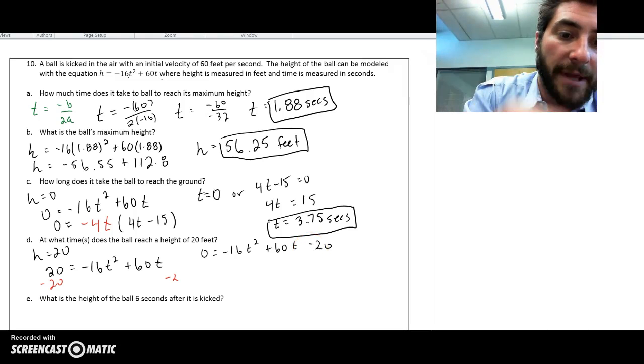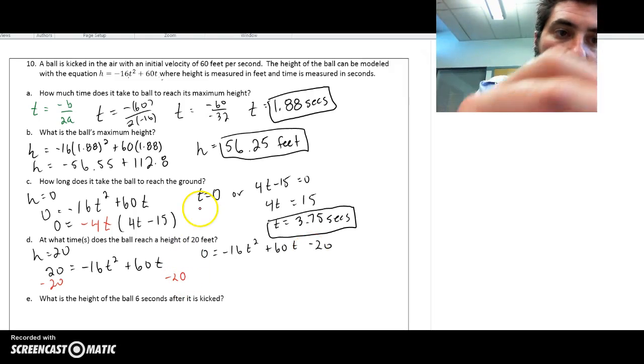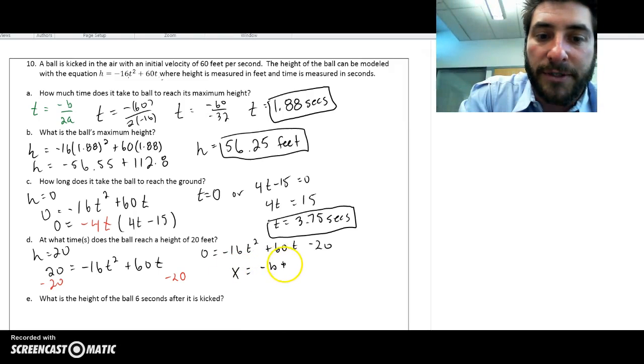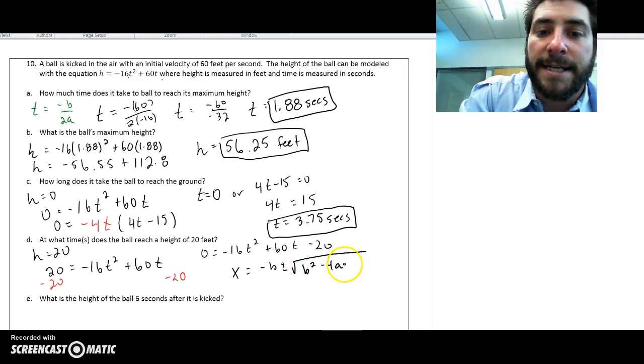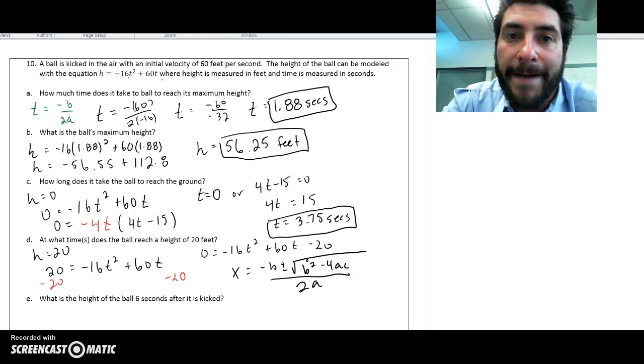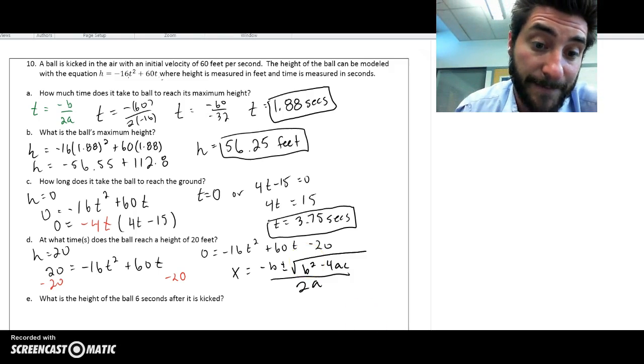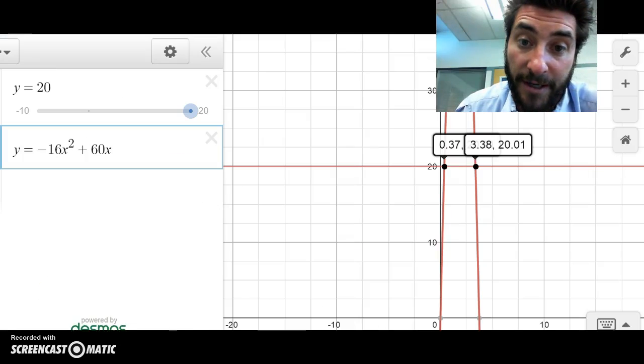So we get to do all that good stuff. You get to use x equals negative b plus or minus the square root of b squared minus 4ac all over 2a. Or you can use a graphing calculator, which I did. I used Desmos. Desmos is pretty awesome.